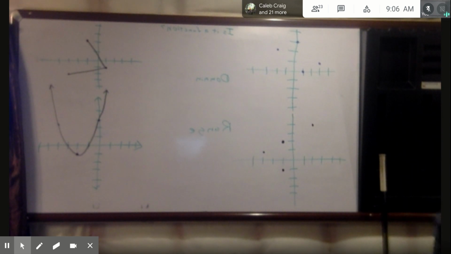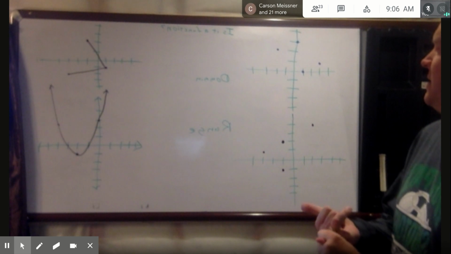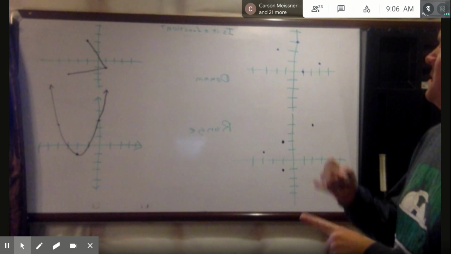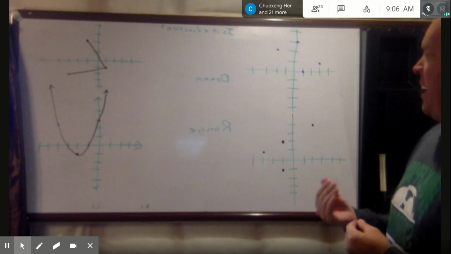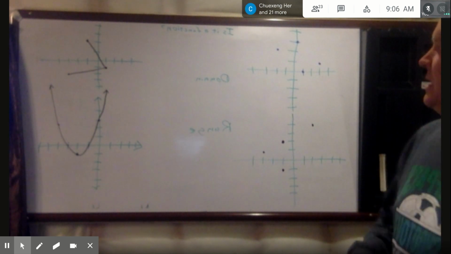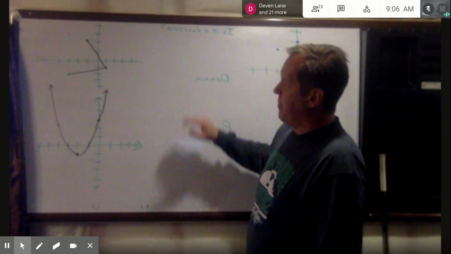All right, so today you're just determining whether something's a function, yes or no. What is its domain, meaning what are its x values? And what is its range, meaning what are its y values? These first two are going to be really easy. The second two get a little more complicated when it comes to domain and range.